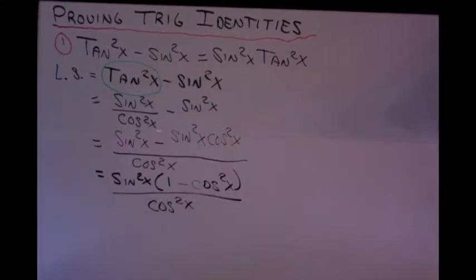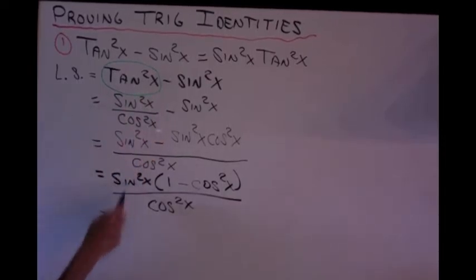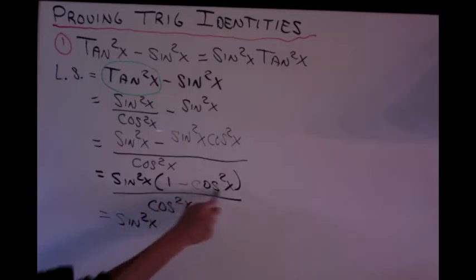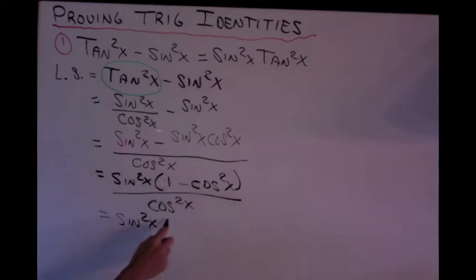Then, at this point, what I have here, and again, keep looking at the other side. This is a sine squared x. I'm going to leave that alone. But this, 1 minus cos squared x, is also sine squared x. So we have that. Now, I could call this cos to the 4x, but I don't want to do that. I want to keep it like this.